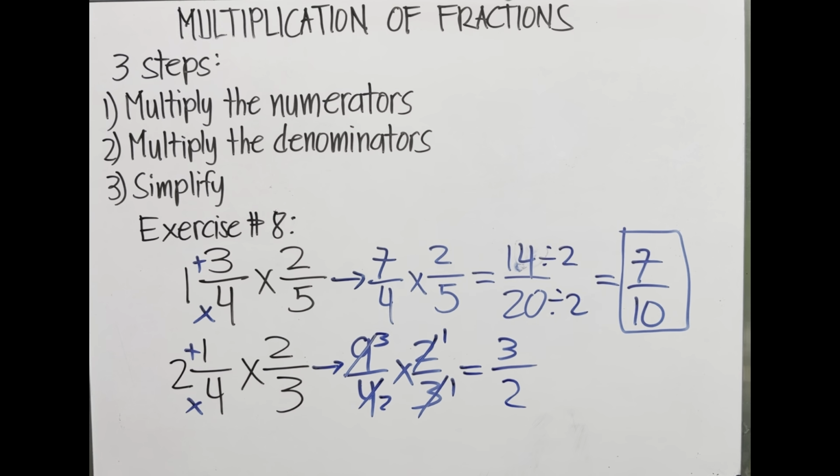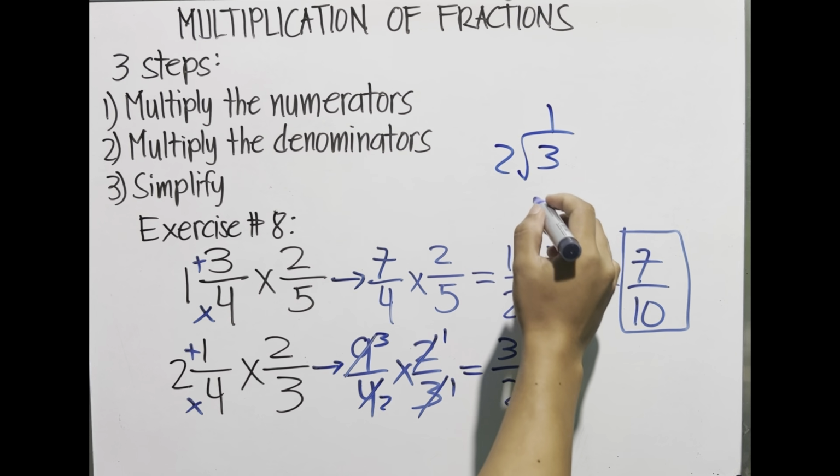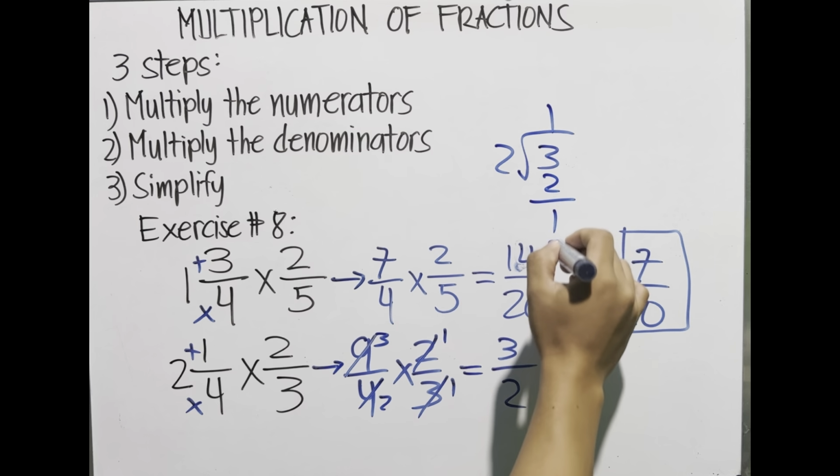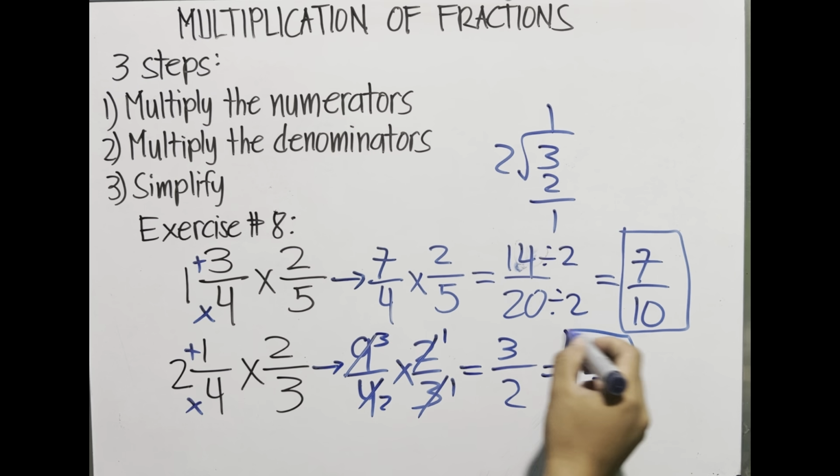That is improper fraction. Mas mataas yung numerator. I-convert lang natin into simplify lang natin. So 3 divided by 2, that is 1. 1 times 2, 2. 1. So 1 and 1/2. So yan na po yung sagot natin.